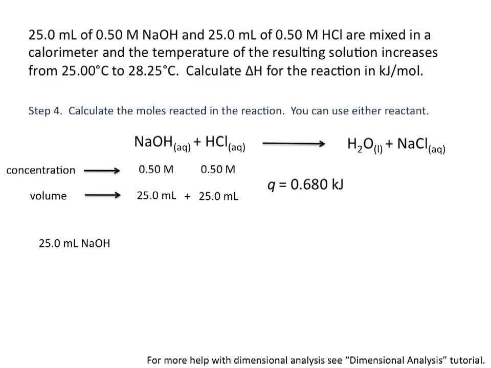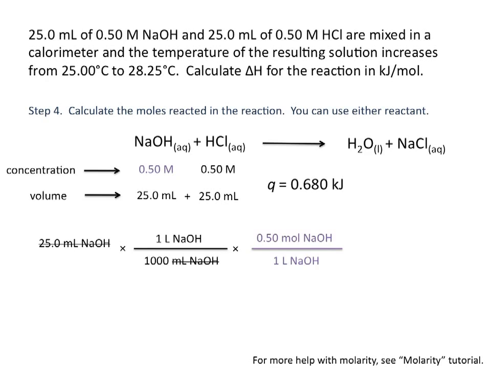So I know that I have 25 milliliters of NaOH. And I also know the molarity of NaOH, so I could calculate the moles of NaOH using the molarity. But remember that molarity is equal to moles per liter, and right now my volume is in milliliters. So the first thing I need to do is to convert milliliters to liters. So 1 liter is equal to 1,000 milliliters. Once I have units of liters, I can use the molarity, which is 0.5. 0.5 molar means that there are 0.5 moles of NaOH in every 1 liter of NaOH. This allows me to cancel out units of liters.